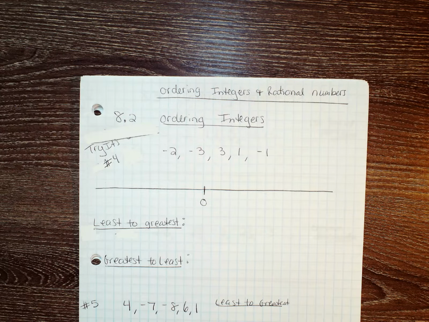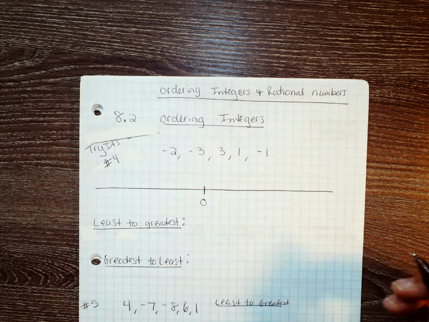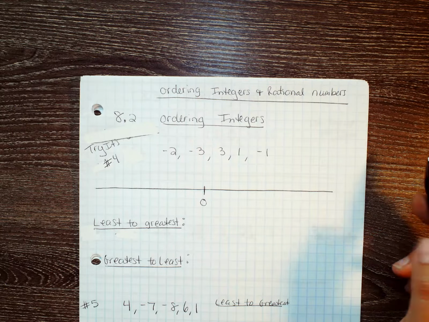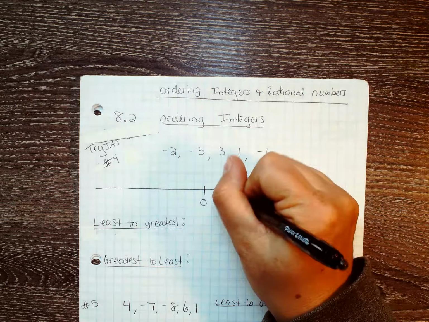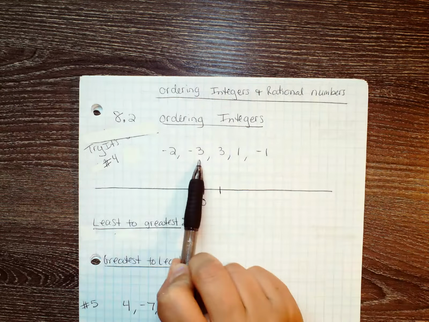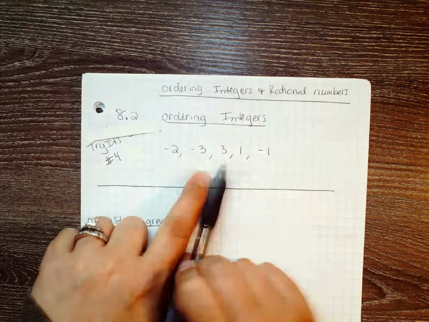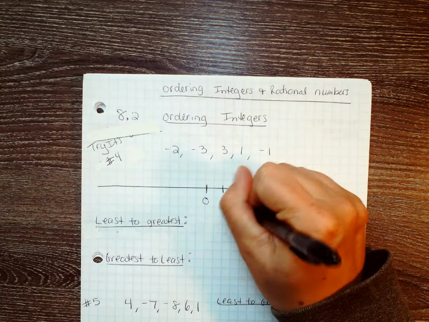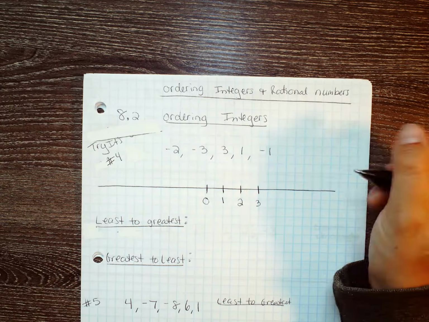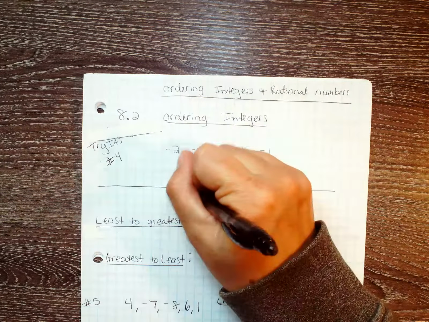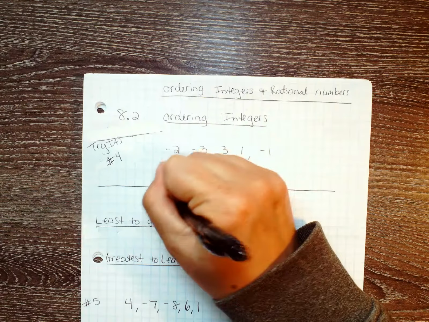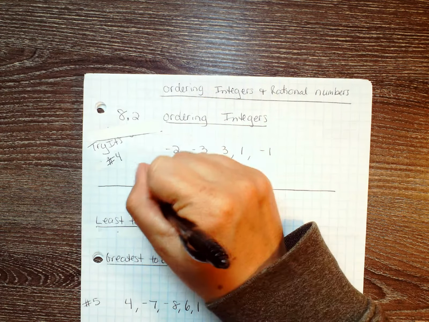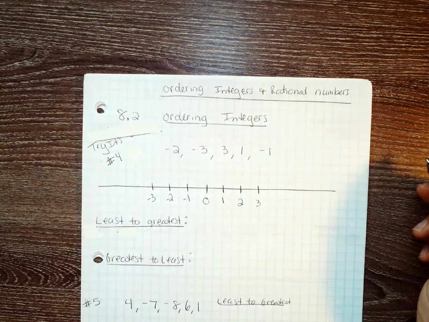So like we were doing before, we're going to plot all of our integers on the number line. So I started with 0, and it looks like the most is the 3s. So I'm going to go to the 3s. So here's +1, 2, 3. And then here's -1, here's -2, and there's -3.